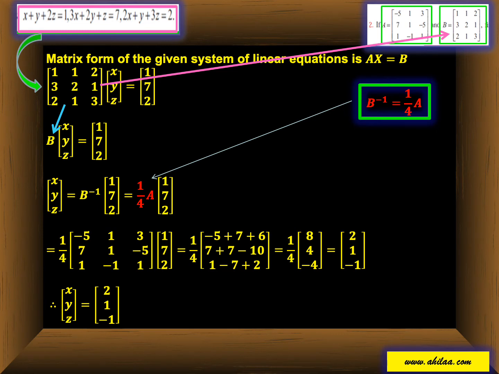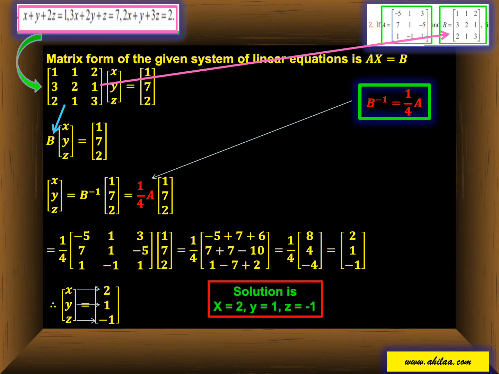Therefore, equating the corresponding values, we get x equal to 2, y equal to 1, and z equal to minus 1. So, our solution is x equal to 2, y equal to 1, and z equal to minus 1. You can verify this answer by substituting in any of the given equations. Understood? Fine.